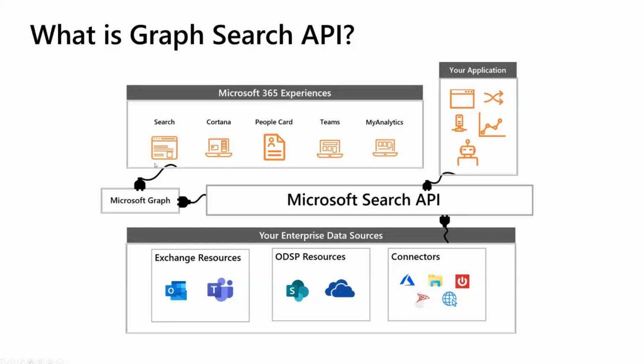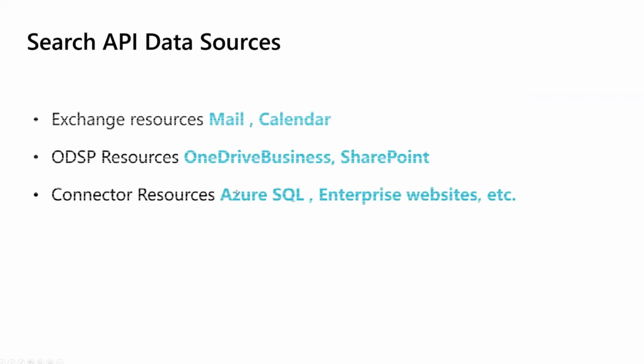It is a search API based on Microsoft Graph, and we can use it to reach all Microsoft 365 workloads. We can also expose Microsoft Search Intelligence to both first-party and third-party developers. We also have multiple data sources, such as Exchange resources, ODSP resources, and connectors. Here are some examples of different data sources for Search API.